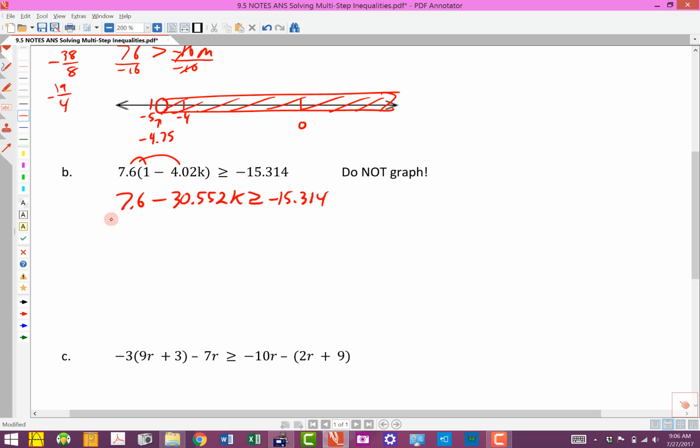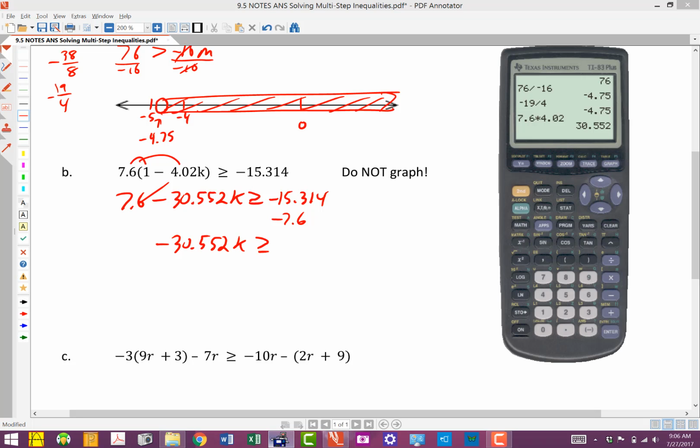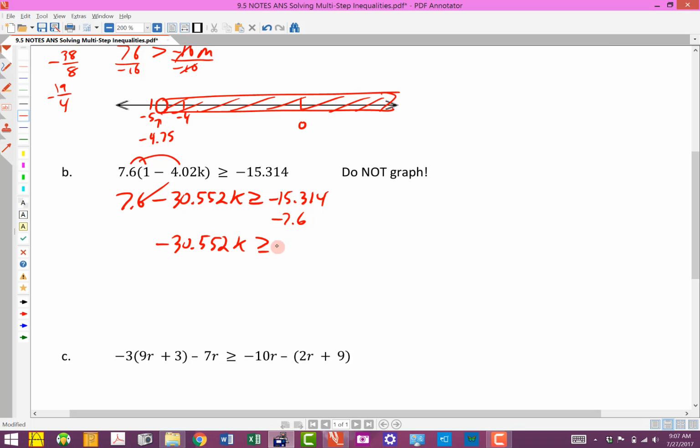So we are going to subtract 7.6. So we get negative 30.552k. Subtracting doesn't change the direction. So let's see what we've got here. Negative 15.314 minus 7.6. Whoops, gotta have that 7 in there. 7.6. Okay, I've got that typed in there the right way. We get negative 22.914, which looks like a pretty reasonable estimate there.